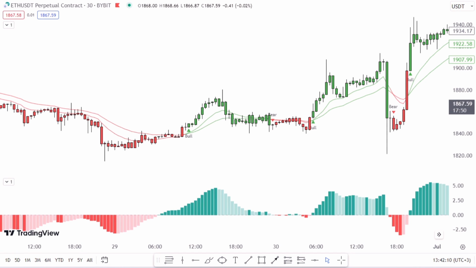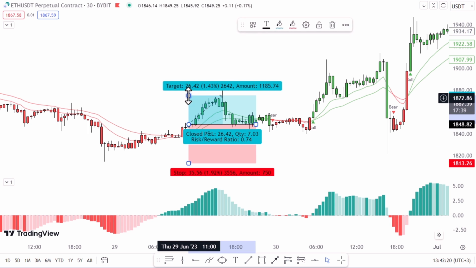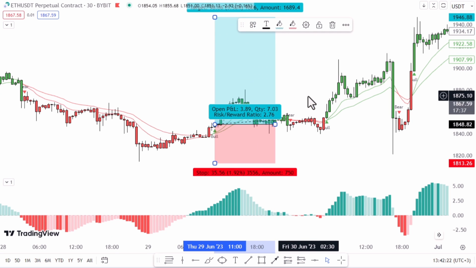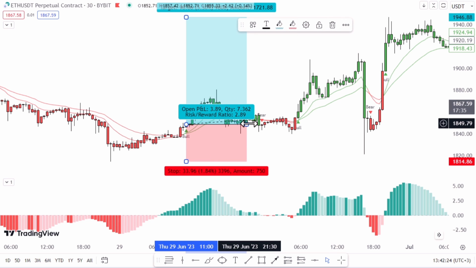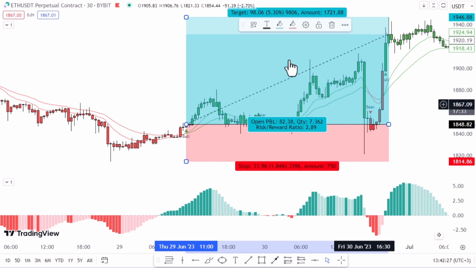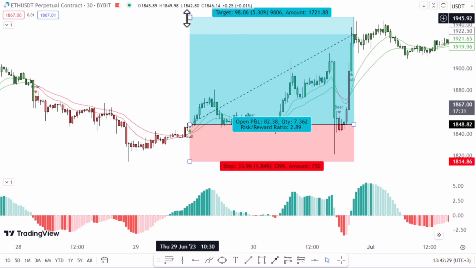Here we got a bullish or buy signal. We can see that the MACD histogram is above the zero line. So we're currently in an uptrend and we are allowed to enter only buy trades. The signal is valid and we could have entered a trade using it. If we set the stop loss here, we would have made a lot of profit.